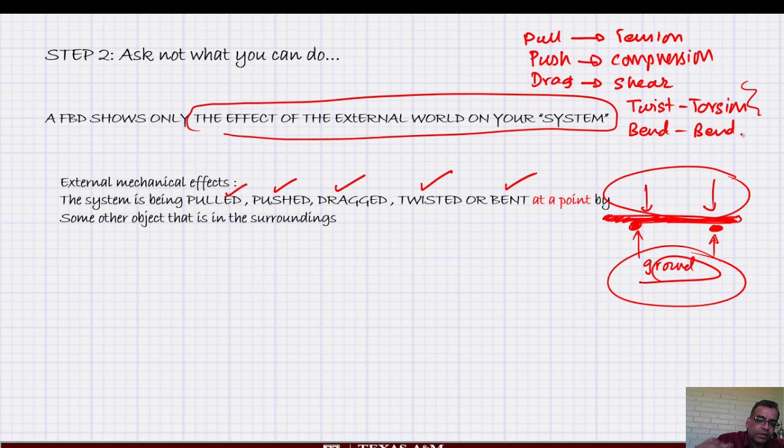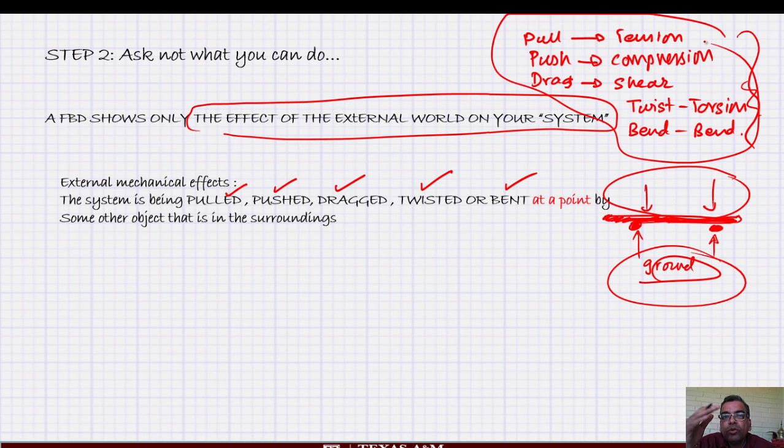So that's the one thing that's the same, but notice the other ones. Tension means something is pulling on the object. Compression means something is pushing on the object. Shear means something is dragging the object. Torsion means something is twisting the object, and bending means something is bending the object. See what I mean? So these are the 5 things. Okay, so if we know how to convert the external world into one of these things or combinations of these things, you are done.